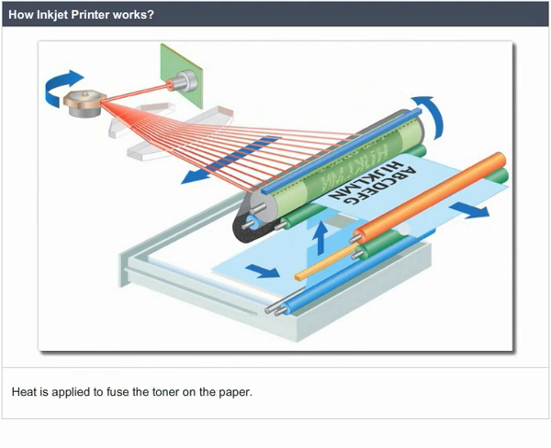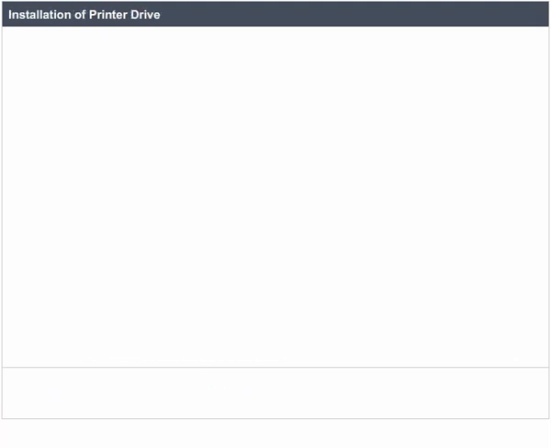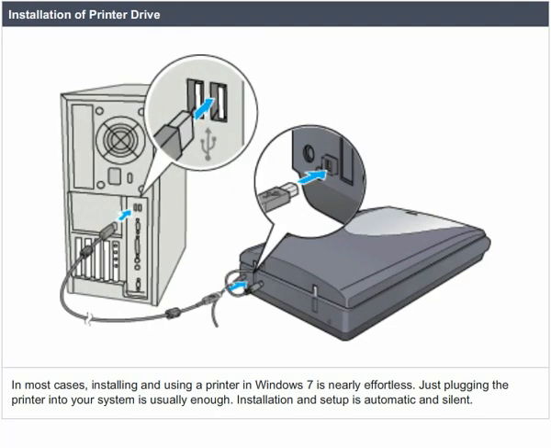Installation of printer driver. In most cases, installing and using a printer in Windows 7 is nearly effortless. Just plugging the printer into your system is usually enough. Installation and setup is automatic and silent.